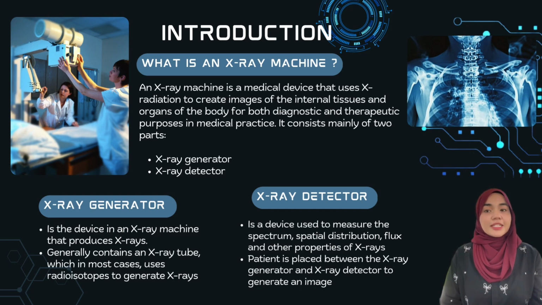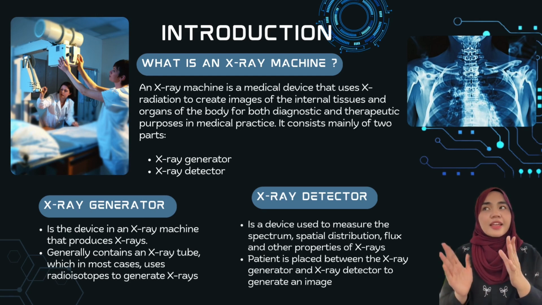X-ray generator is a device in the X-ray machine that produces X-ray, and it generally contains an X-ray tube, which in most cases uses a radioisotope to produce an X-ray. So, what is the X-ray detector? X-ray detector is a device that is used to measure the spectrum, spatial distribution, flux, and other properties of X-ray. And the patient is placed between the X-ray detector and an X-ray generator to create an image.